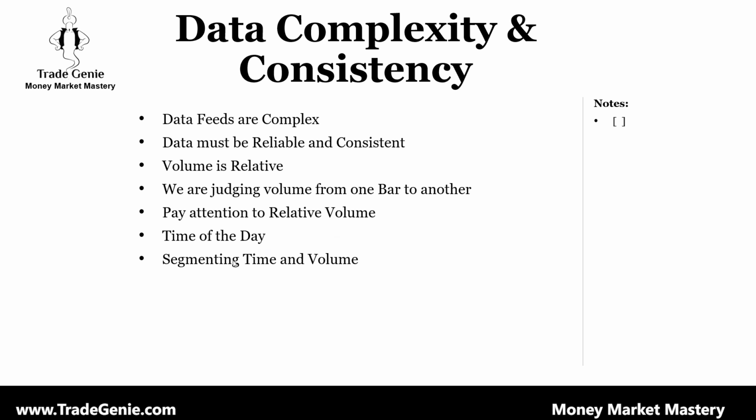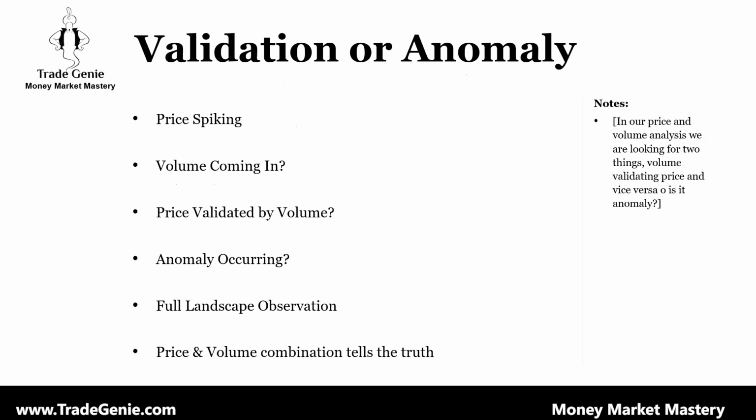So pay attention to the time of the day, and segment the time and volume. I explained to you, segment the time and volume: what time of the day it is, what kind of volume it is, what history it has. Do that, and then look for the validation or anomaly. This is where the matching and mismatching I explained to you comes in. Look for the price spiking, volume coming in, price validated by volume, or an anomaly occurring. Pay attention to all the validation and anomaly.